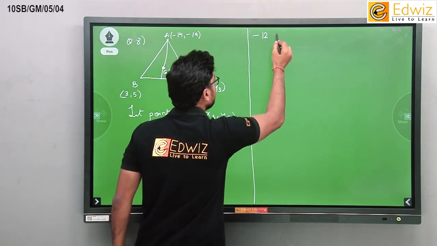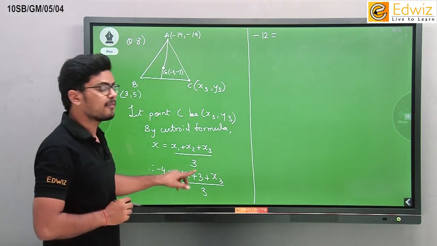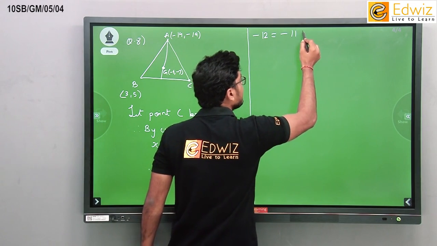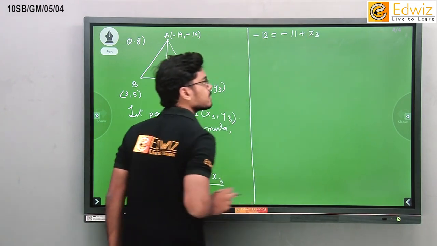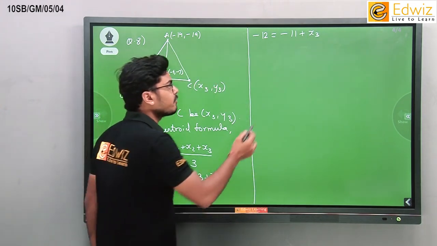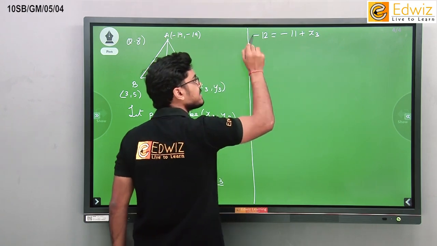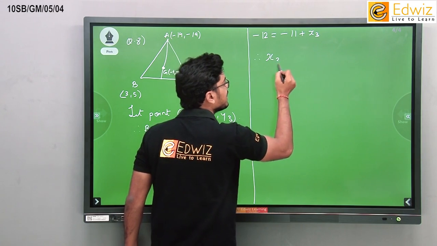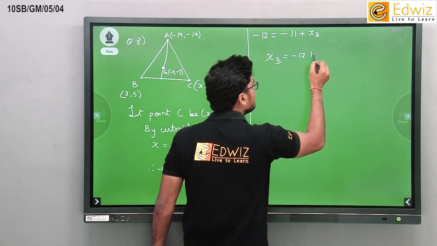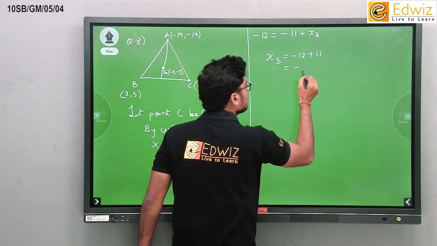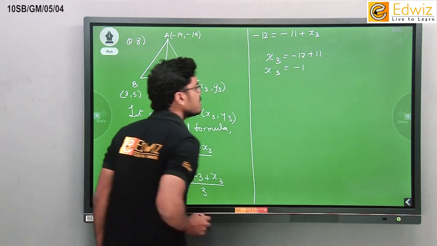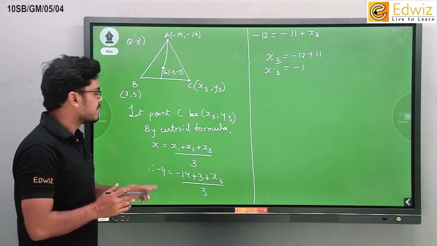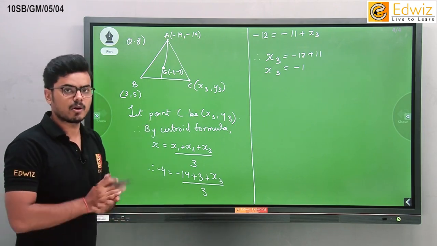Minus 12 equal to minus 14 plus 3 will become minus 11 and plus x3 is as it is. Okay, now since we need to find the value of x3, minus 11 जब उस side चला जाएगा it will become plus 11. So x3 will become minus 12 plus 11, that is minus 1. Okay, so the x coordinate of point C is minus 1. We got that much.